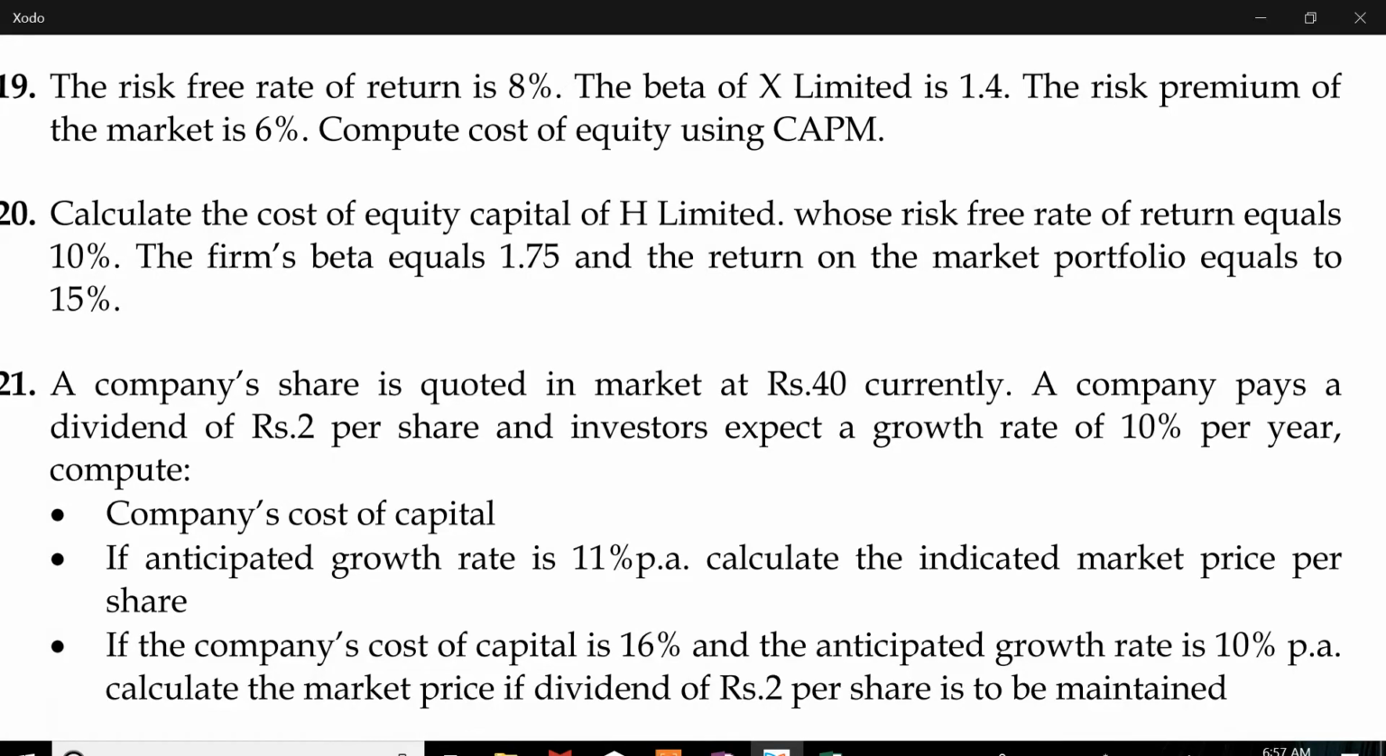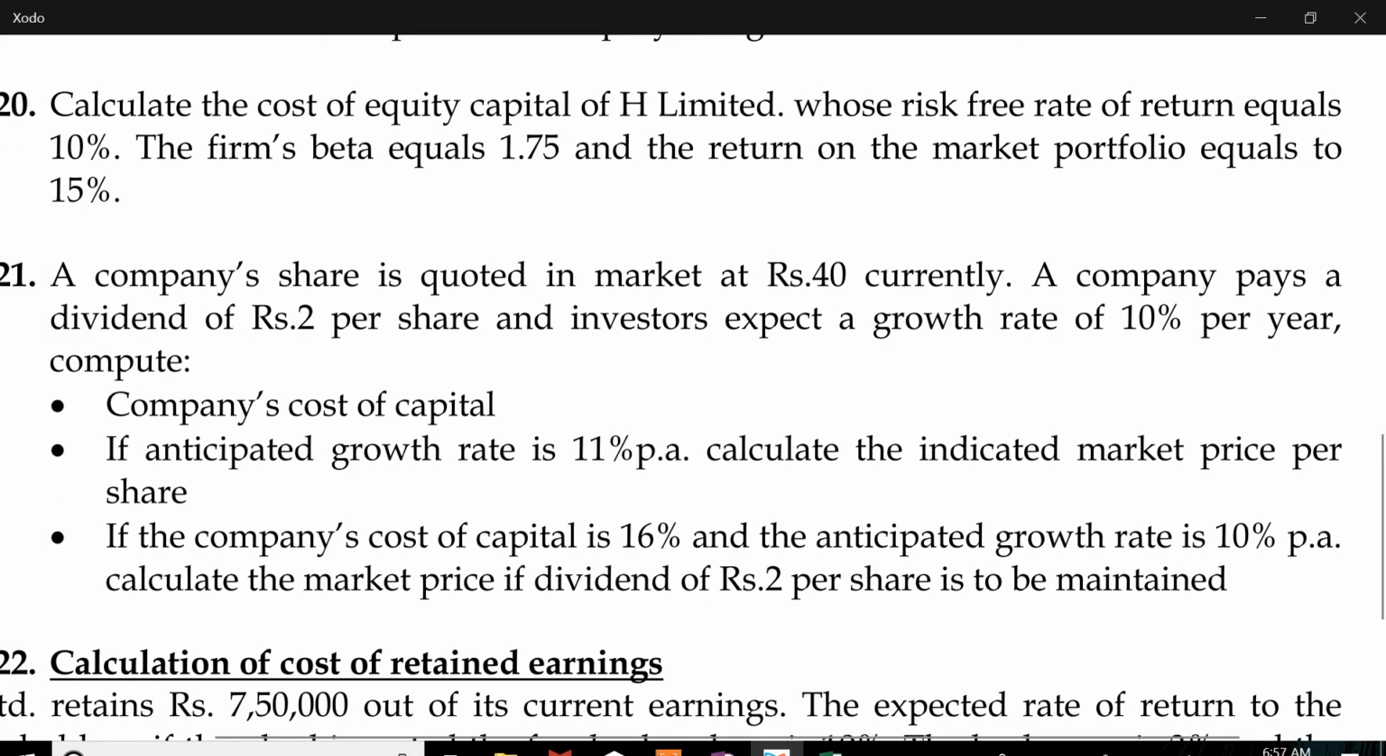How much is it? 18.75. It is 10 plus 1.75 into 15 minus 10. You get it as 18.75%. Can we proceed? Okay. Go through question 21.